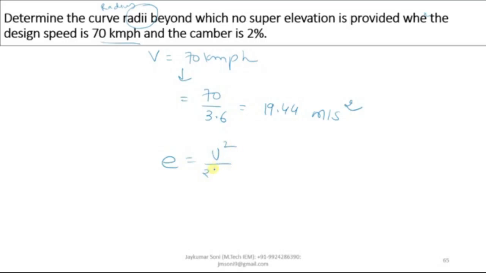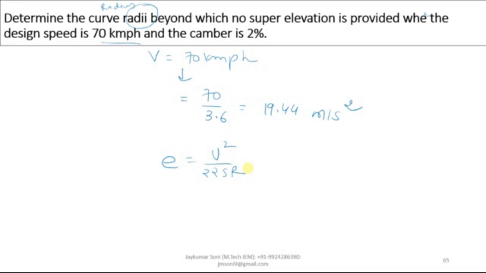When the design speed is 70 kmph, you have capital V as 70 kmph. You have camber as 2%. Now what you will do? First you will convert this kmph into meter per second by dividing it by 3.6, and you will get it as 19.44 meter per second. Now the equation for mixed traffic condition is V square by 225R.